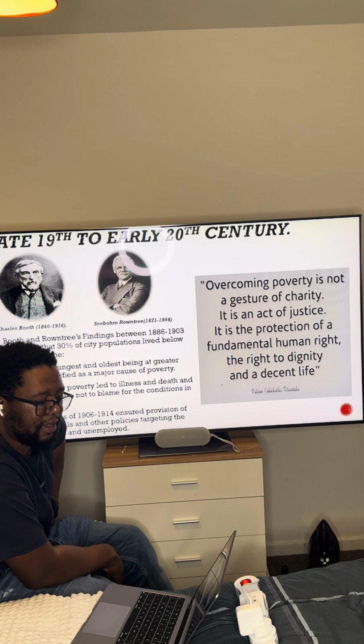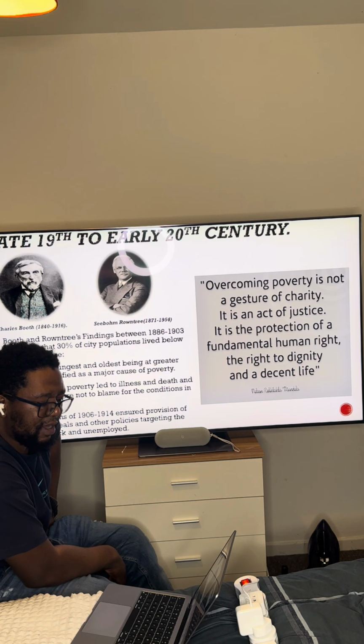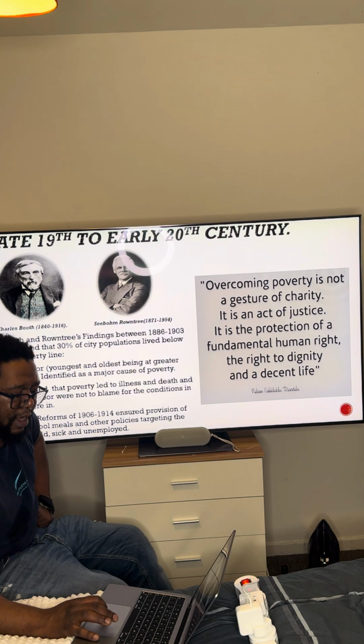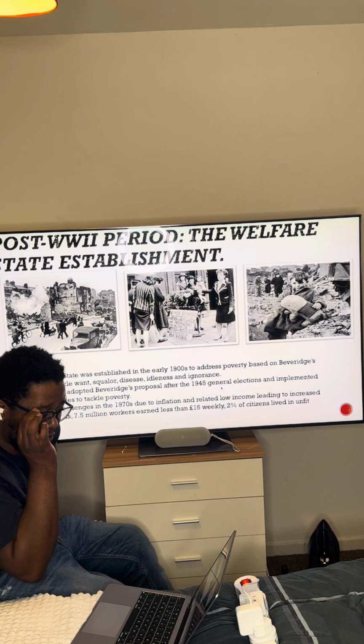Early 1900s to the early 20th century. Findings between 1886 and 1903 identified that 30% of the city population lived below the poverty line. Age was a factor, with the youngest being at risk. It also concluded that poverty led to illness and death. Liberal reforms of 1906 to 1914 ensured the provision of free school meals and other policies targeting the young, old, and unemployed.